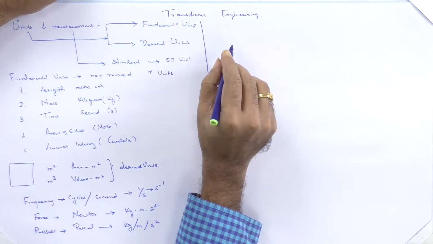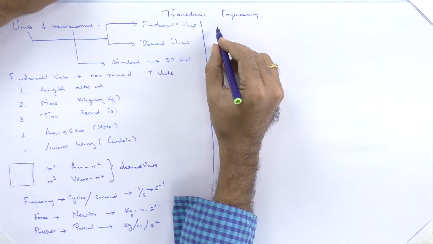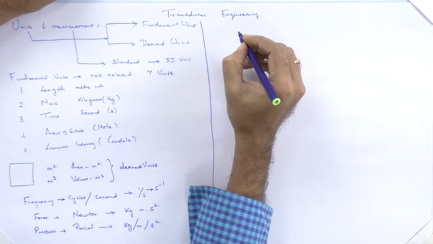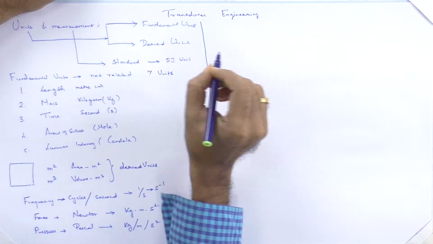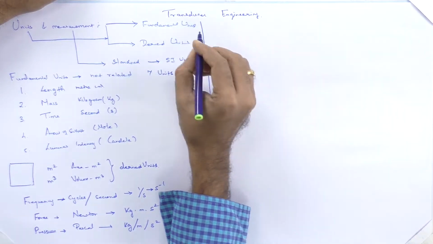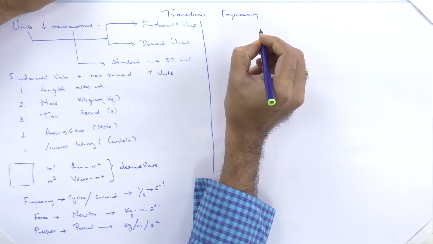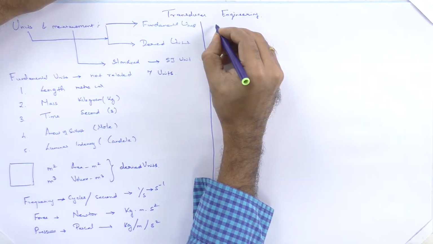Now let's come back to our subject of units and measurement. We now have a good understanding of fundamental units and derived units. Now the next part starts with how we are going to utilize these units and measurements for our transducer engineering. For this understanding, we need a basic understanding of error analysis.